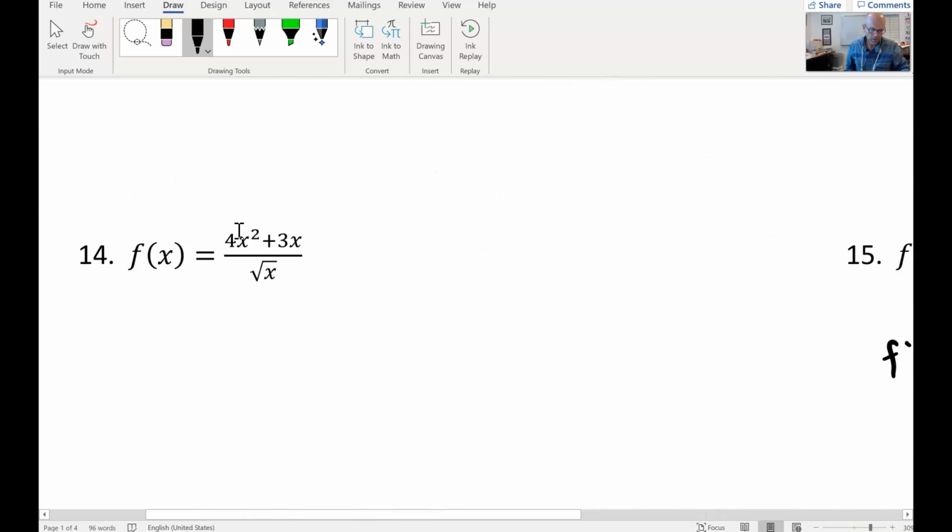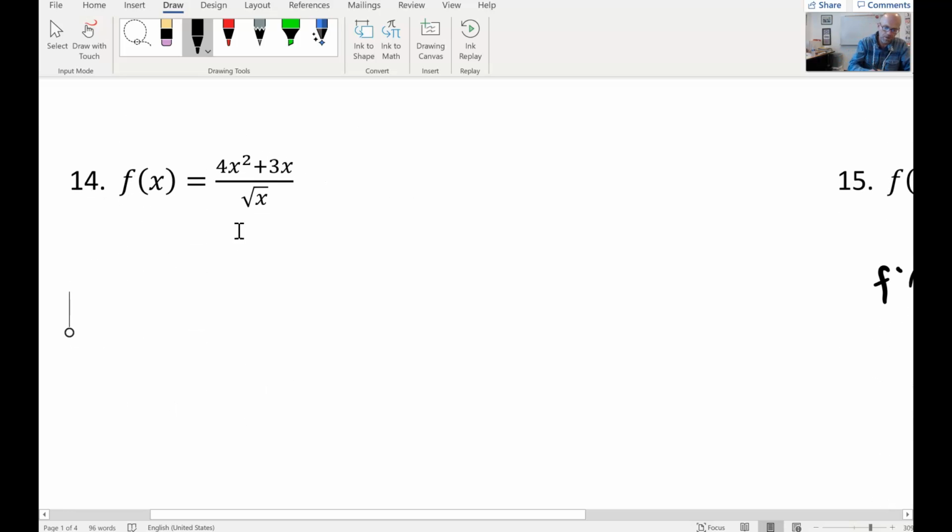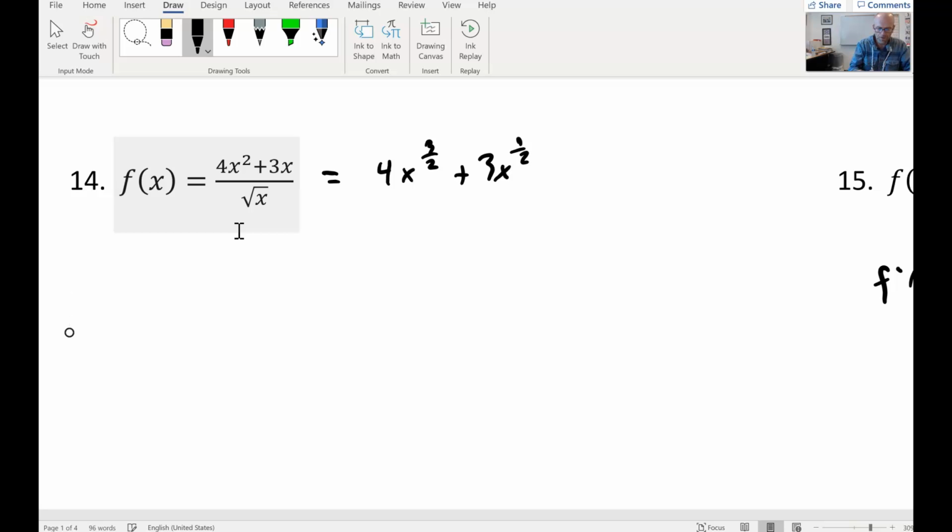Okay, should we do one more here? Yeah, let's do this one. So let's do this one. Once again, we know that's x to the 1/2, so this would be 4x to the 3/2 plus 3x to the 1/2. That's not the derivative, that's just another way of writing the original function. Now I'm going to take the derivative. 3/2 times 4 would be 6 x to the 1/2. And 1/2 times 3 would be 3/2 times x to the negative 1/2.